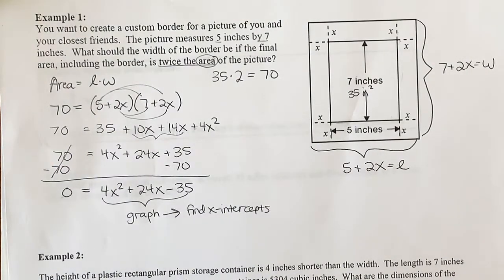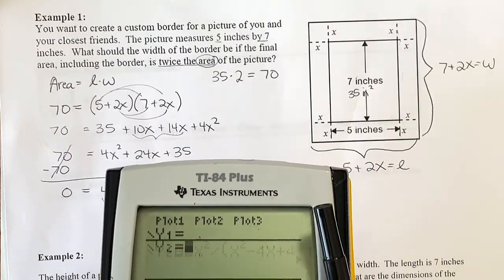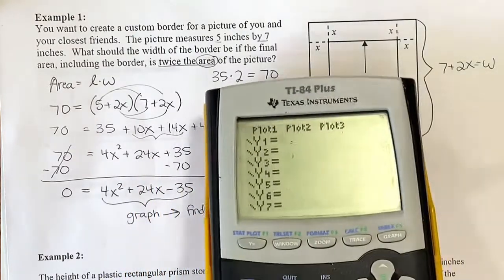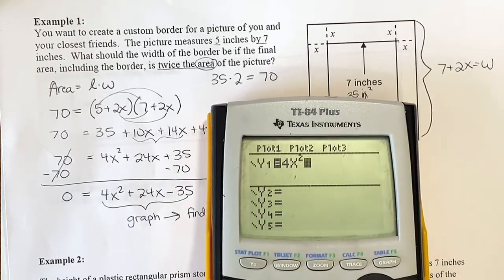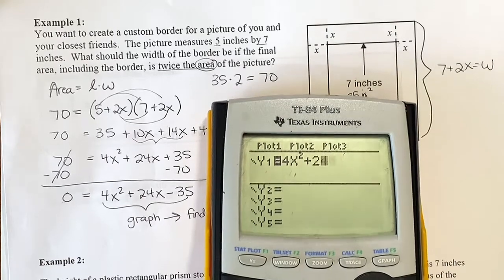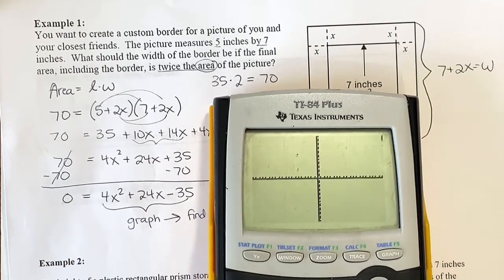If you don't have a graphing calculator, you can always use Desmos.com or the app Desmos on your phone. And it works really well. I actually think it works better than a graphing calculator. But we're going to just go in, let me clear out all this old stuff, and type in this equation so that we have 4x squared plus 24x minus 35, and then graph it.